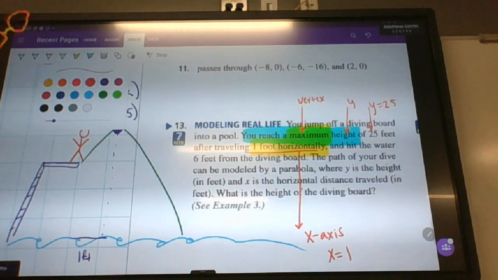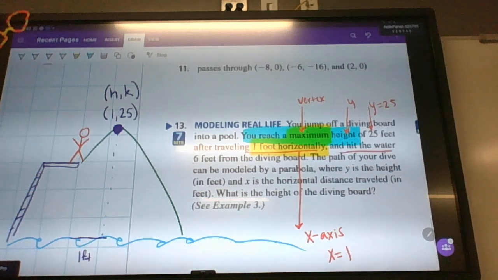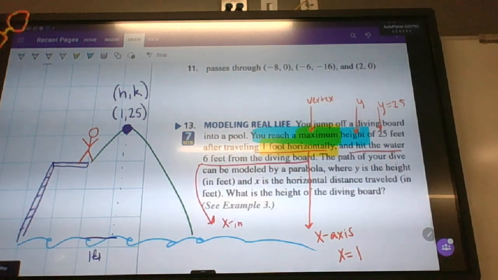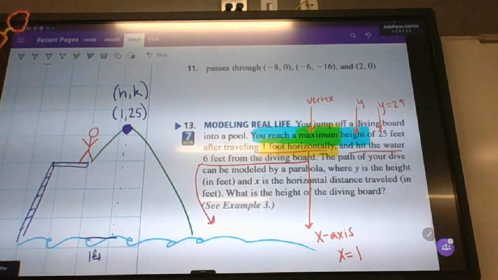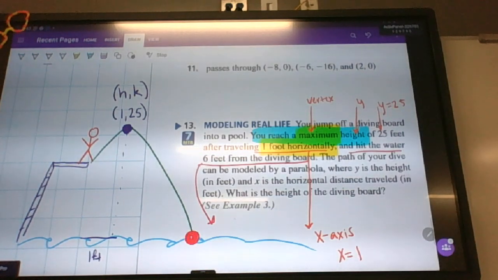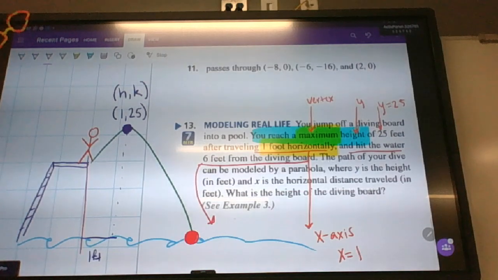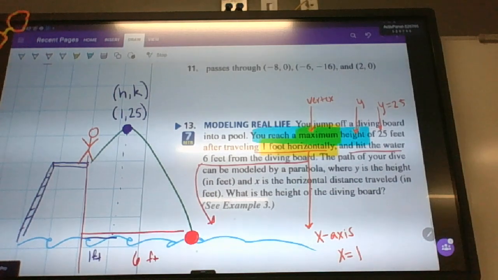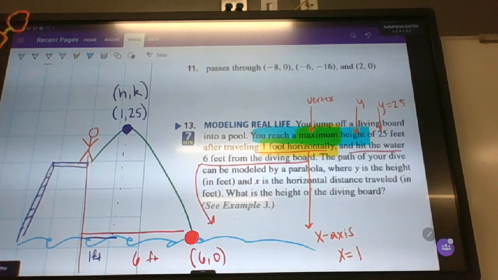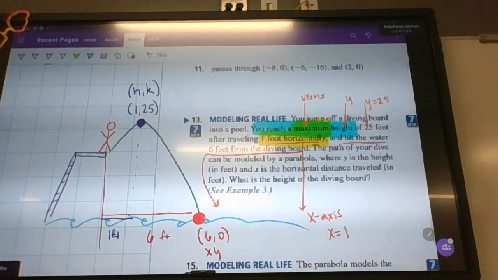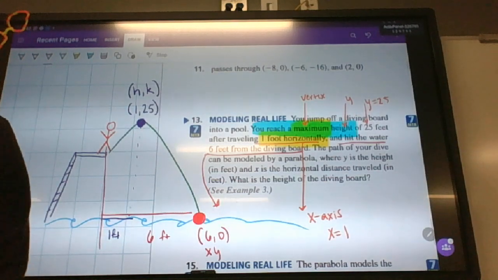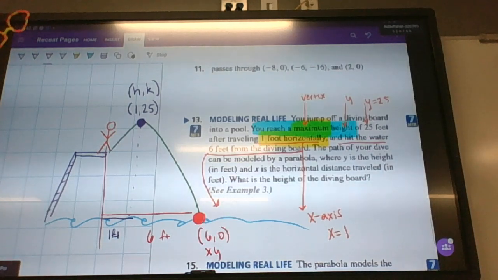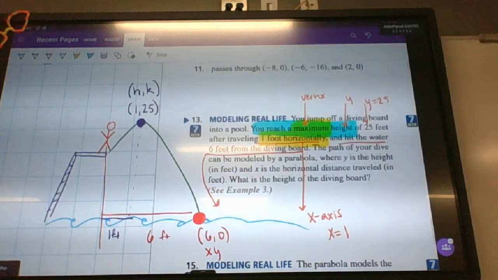Very good. It says you hit the water 6 feet from the diving board. Well, that's an x-intercept. I'm going to confuse you guys. That means right here, kind of like that, this entire distance was 6 feet. So this ordered pair would be 6 comma 0, and that'll be the x and the y that we plug in with the h and the k. And then you can do your math and see how it goes. So y is 0, x is 6.